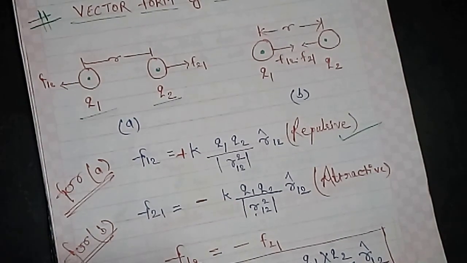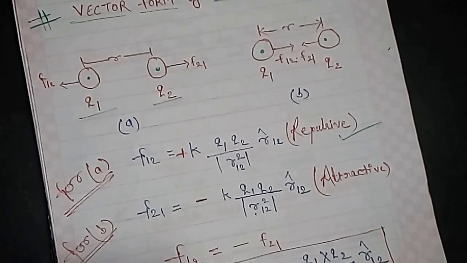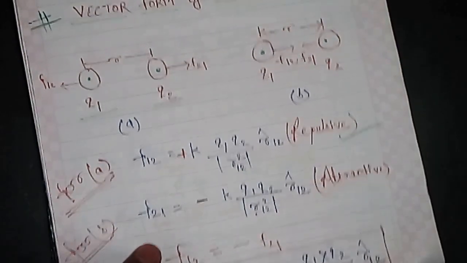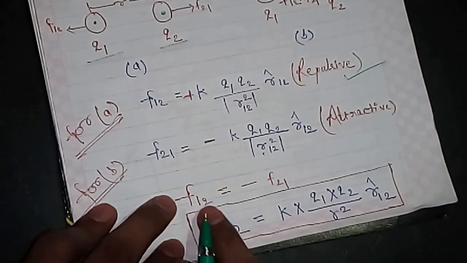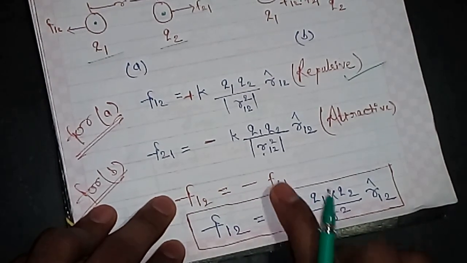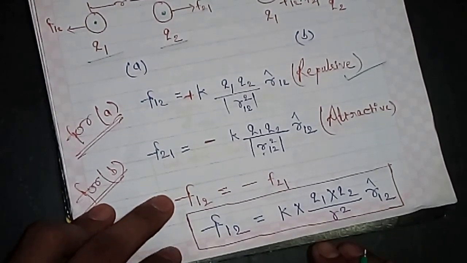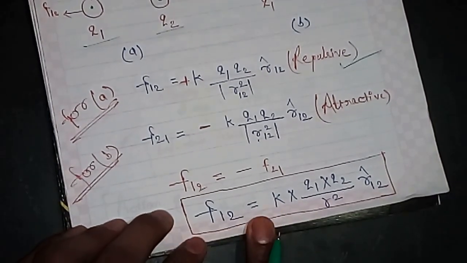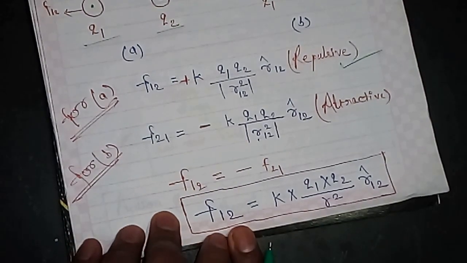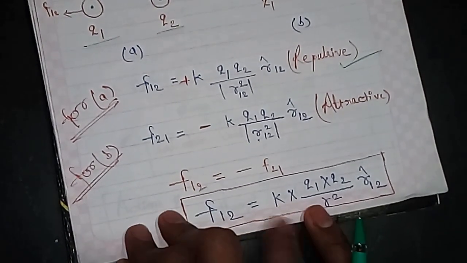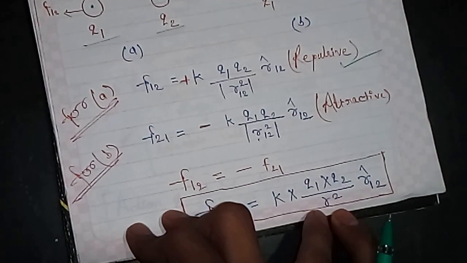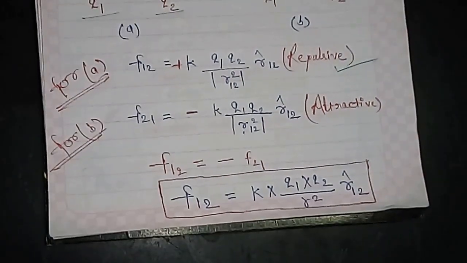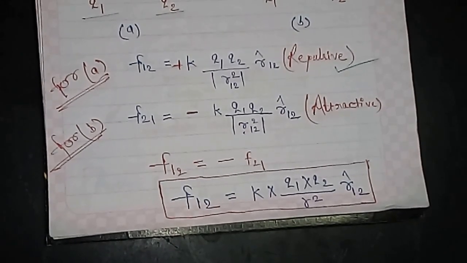In this way Coulomb's law obeys the principle of action and reaction between two charges, q1 and q2, and we can represent it as F12 is equal to minus F21. In general we can write the mathematical expression for the force between two charges as F12 is equal to K q1 q2 upon r square r cap 12. So this expression represents the force between two charges.